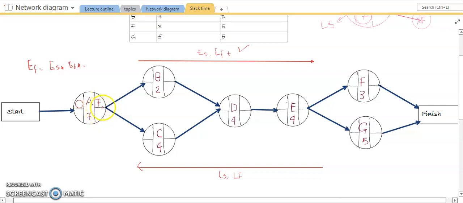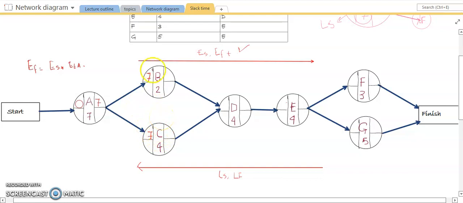So now, as you can see, A is leading to more activities, so B and C are dependent on A. It makes sense that when A is completed on the 7th day, B and C can be started right away on the 7th day. So it means that we are going to allocate the time 7th day for activity B and C, which means that B and C can start from the 7th day.